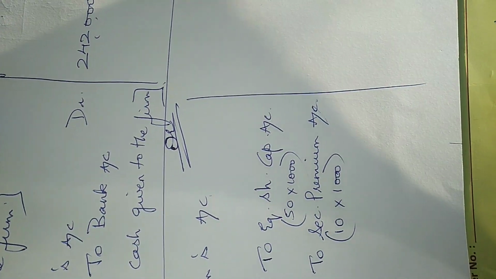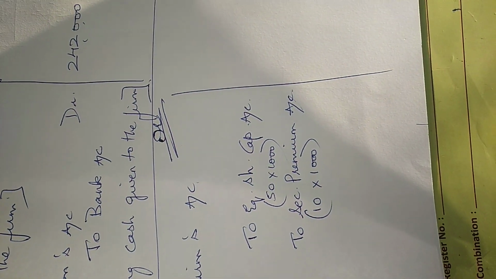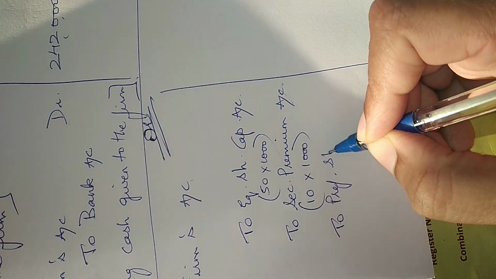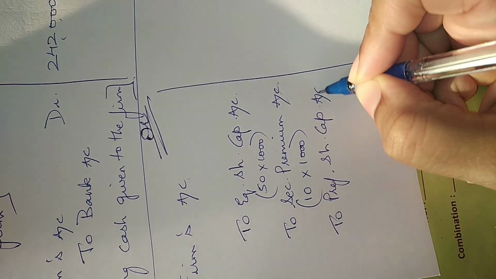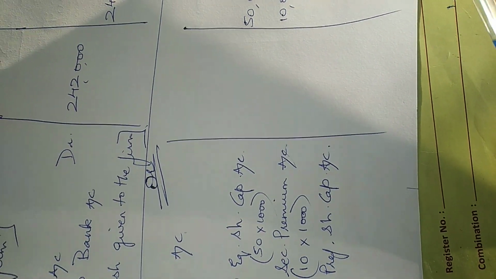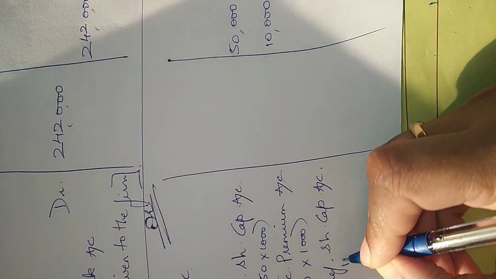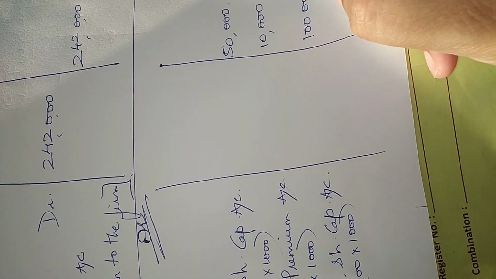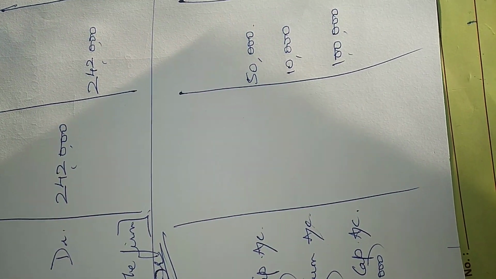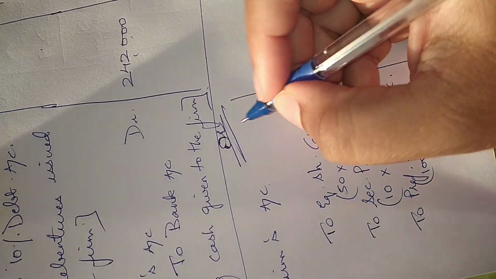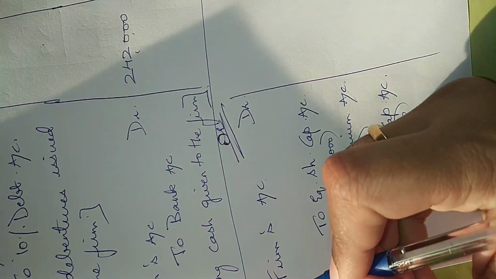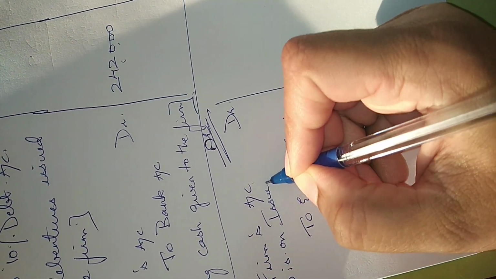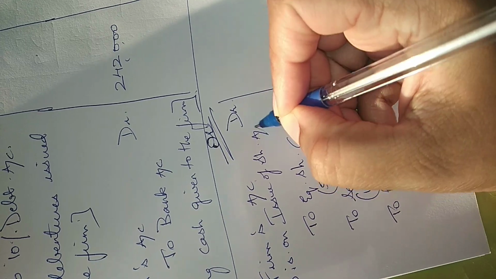Next, coming to preference shares. Preference shares was issued at a discount. So therefore, again, first we will write it as to preference share capital account. What is the original price of the preference share? It is 100 rupees into 1,000 value. So therefore, it is 1 lakh. But you have issued it at a discount. So discount is a loss. So on the debit side, you have left a line, right? So over there, you will write discount on issue of shares account debited.